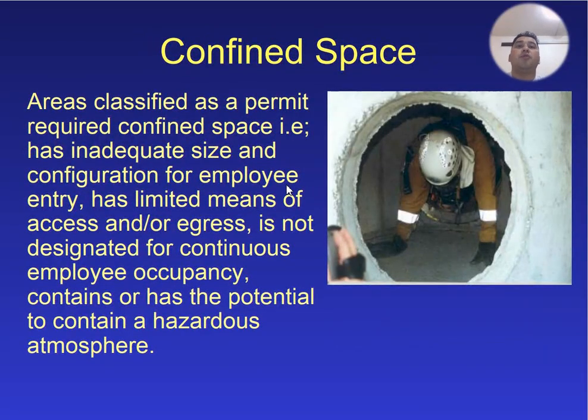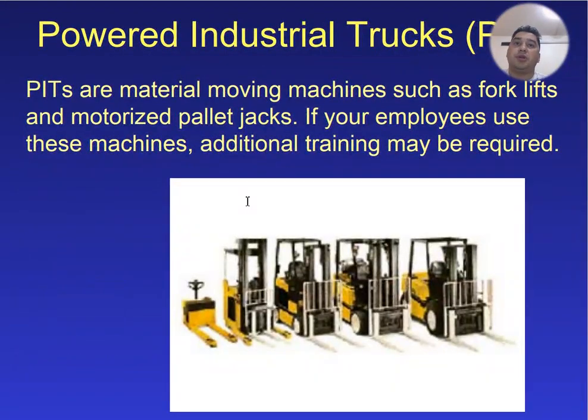Confined space. If the staff are working inside a confined space, then you have to check whether there is adequate space to work and whether adequate emergency exits and entry points are there or not. You also have to check the hazards regarding confined space. Then powered industrial trucks like forklift trucks and material moving machines such as motorized pallet jacks. If your employees use these machines, additional training may be required. So if employees are using this equipment, you have to put proper control measures in place for these also.